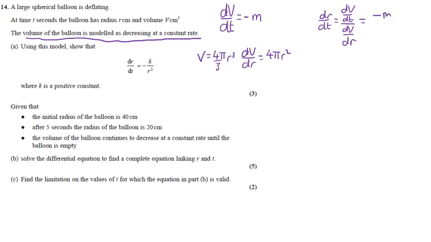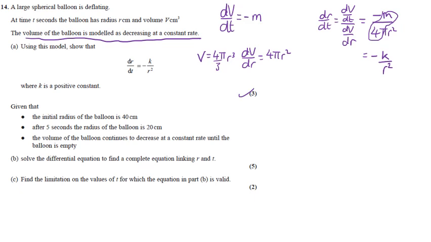So we're going to get minus m for dV/dt, and then divided by dV/dr, so divided by 4 pi r squared. And if we group this m over 4 pi bit together, that's just a constant, so we can write that as minus some new constant, k, divided by r squared. That's the first bit done.